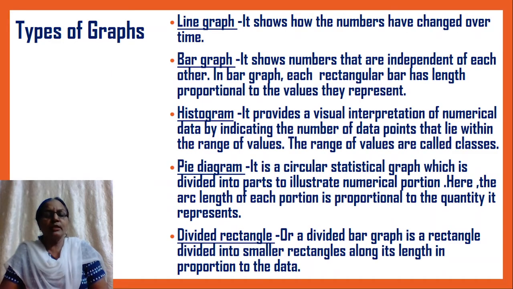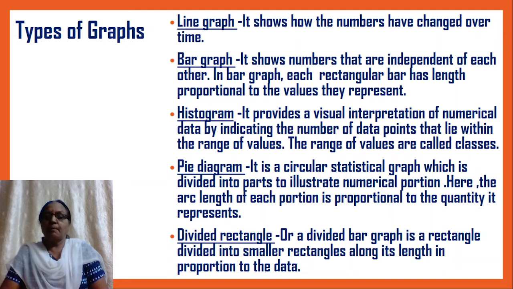Now, let's come to the types of graphs. There are various types of graphs that we have already done. Here, we'll be doing two more, okay? That is a pie diagram and the divided rectangle, apart from the histogram, bar graph and line graph. Now, what is a line graph? It shows how the numbers have changed over time.